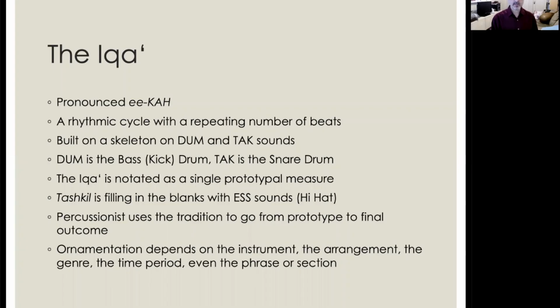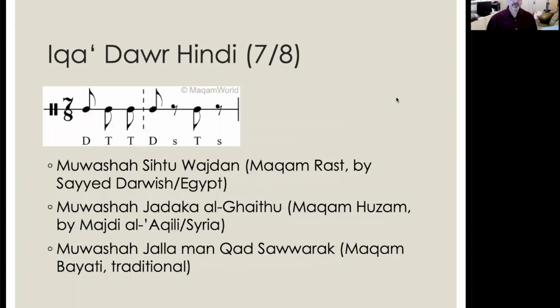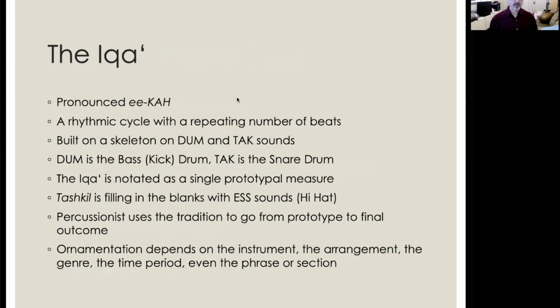The Iqaa is notated as a single prototypal measure. If we scroll ahead a little bit, I'll show you this is a prototypal measure of Dawr Hindi. It's in 7/8. It goes dum, tak, tak, dum, s, tak, s. So the s's are the sounds between the dums and the taks, and sometimes they're kept quiet, but most of the time they are filled with other sounds. And that process of filling in the blanks is called tashkil in Arabic.